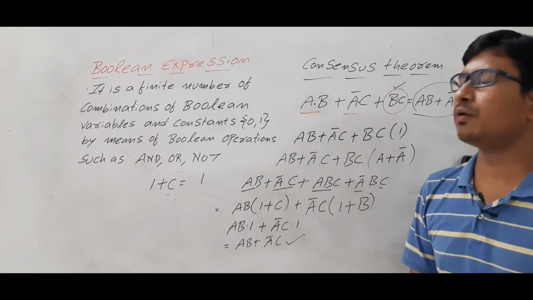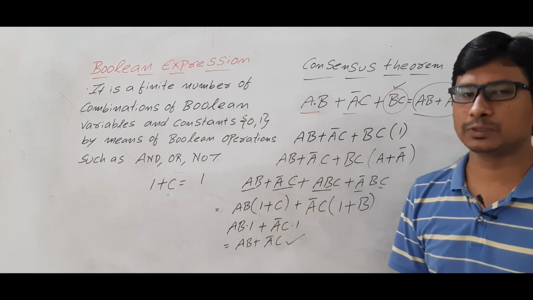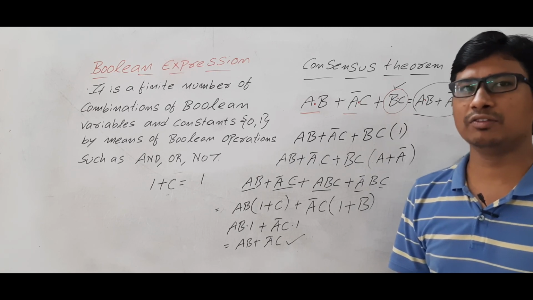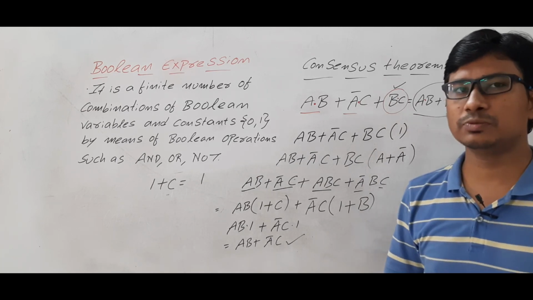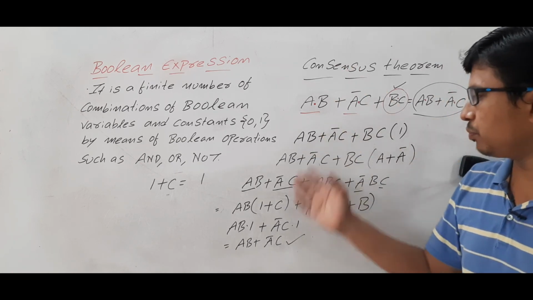So I hope you have understood what a Boolean expression is, how to find the dual of an expression, how to find the complement of an expression, what the difference between a dual and a complement is, and what this theorem is, and how I proved it also.